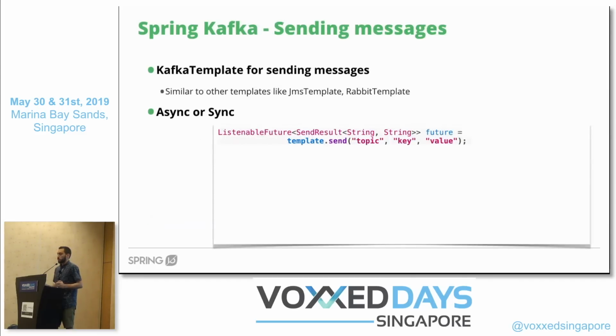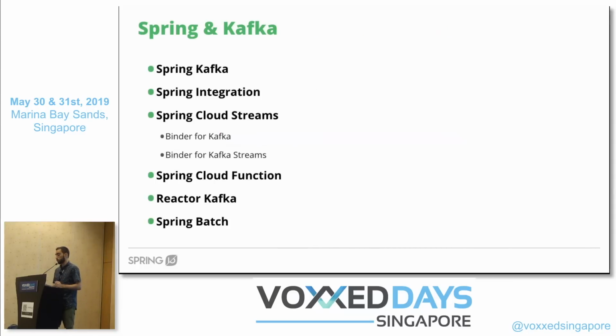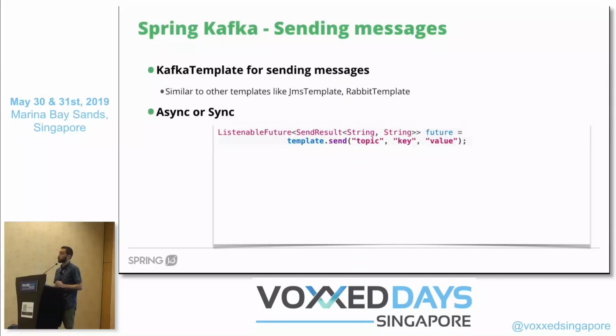All right, so let's talk about Spring Kafka, which is the first project that we have been talking about. Spring Kafka allows you to send and receive messages in a Spring-friendly way. I guess you're familiar with some of the templates, like the REST template, the JMS template, the RabbitMQ template. If you have been using Spring for some time, you might have used some of them. So Spring Kafka provides a Kafka template, so you can send messages in the same way as you do it with the JMS template or the Rabbit template.